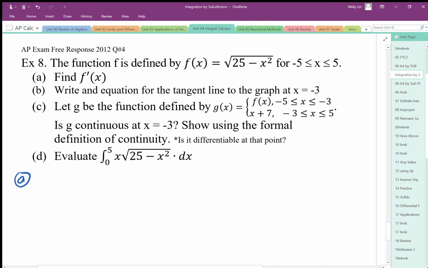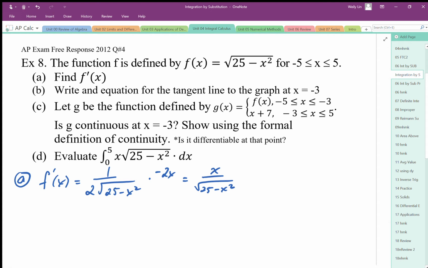This happens to be a semicircle function. So f prime of x is equal to 1 over 2 square root of 25 minus x squared. This is an embedded function, so we do need to apply the chain rule here, times negative 2x. We'll simplify that into x over square root of 25 minus x squared. This is defined from negative 5 to 5.